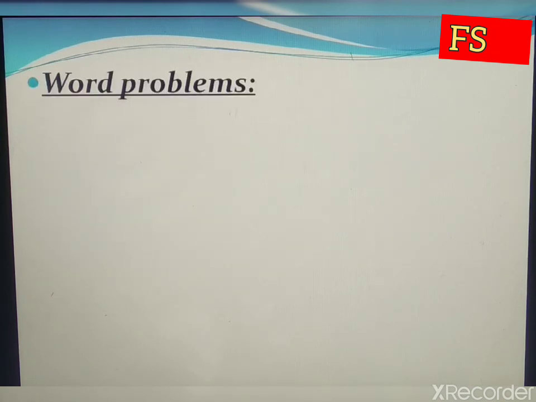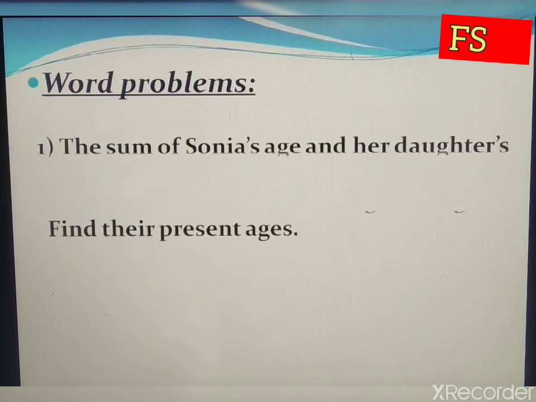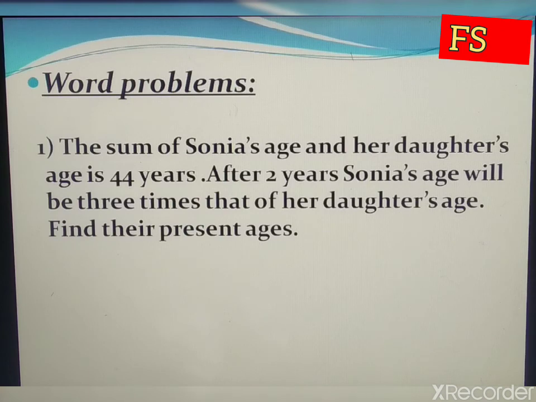Okay, so now we'll be solving some word problems. The first one is that the sum of Sonia's age and her daughter's age is 44 years. After 2 years, Sonia's age will be 3 times that of her daughter's age. Find their present ages.